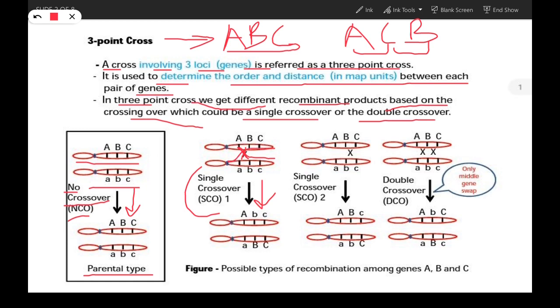So it formed this single crossover between B and C. You can see capital A, capital B, small c, while the second one will be small a, small b, and capital C. So small a, small b, capital C. These are the 2 recombinant products.